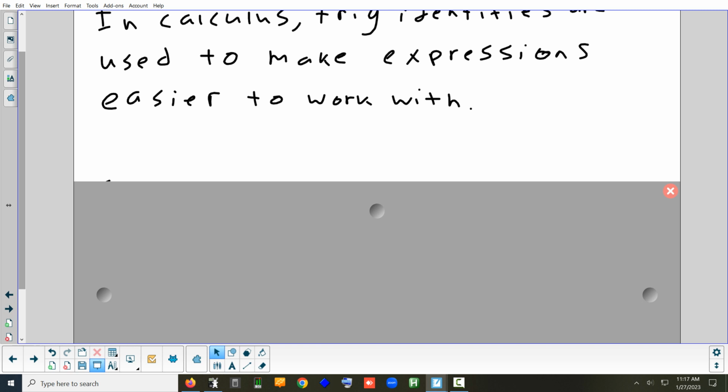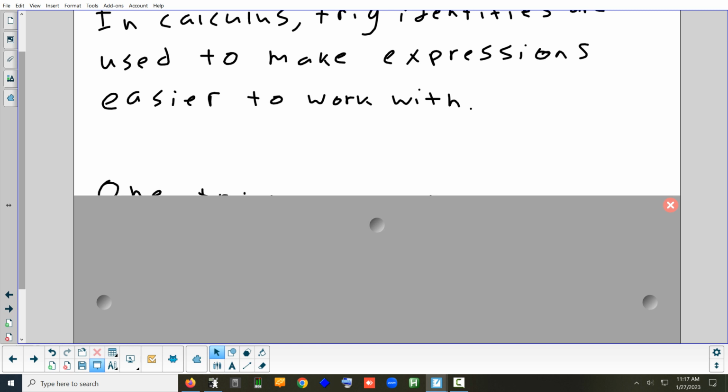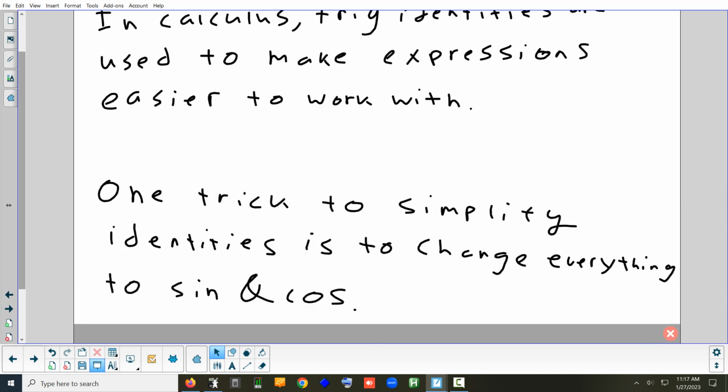And there's a few different approaches to when you're trying to simplify an identity. One approach that we use quite a bit is to change everything in the problem to sines and cosines. So if you see something that's not a sine or a cosine, look up one of the identities and change it to sine and cosine.